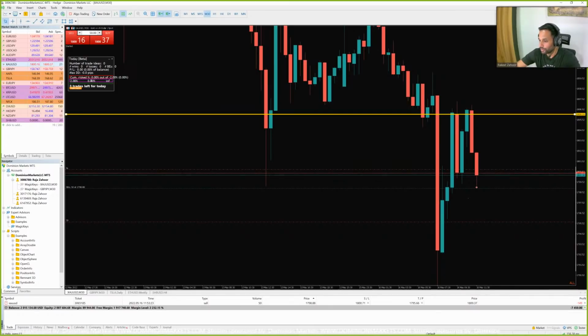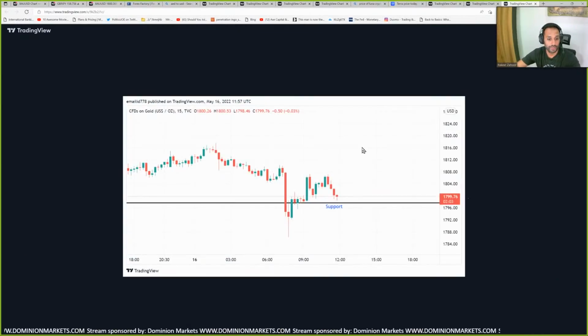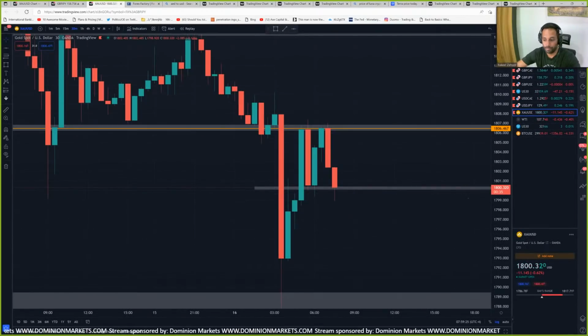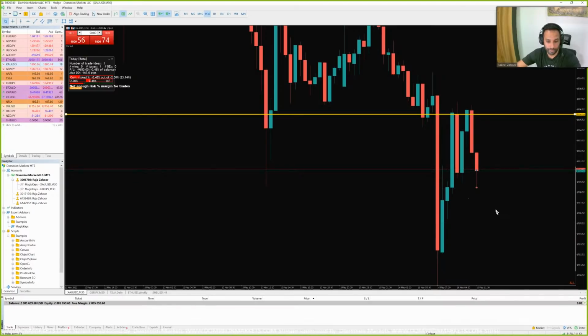There was support for the time frame, it didn't matter because blah blah blah. Let's take a look over here. What's this? Support gold. Oh, okay. Yeah, on the 15-minute time frame there was, but I took it based off of the 30-minute time frame.